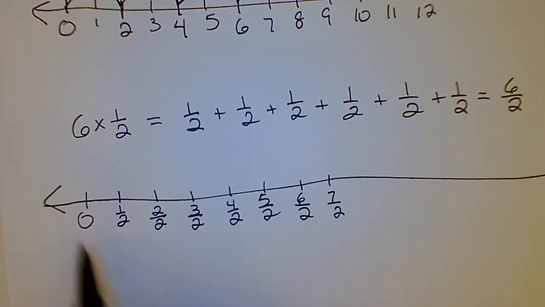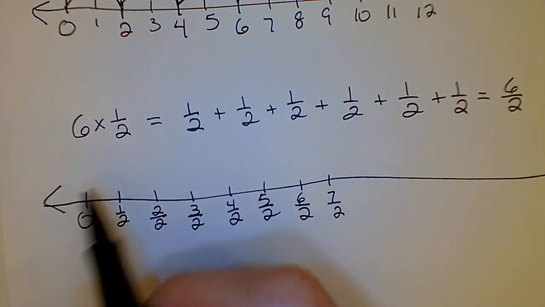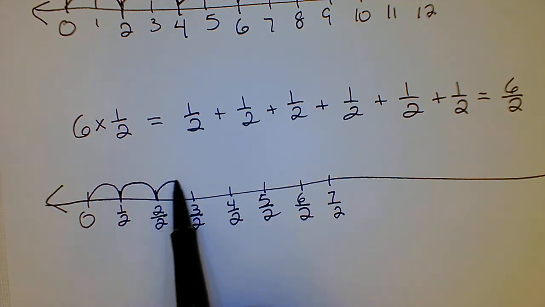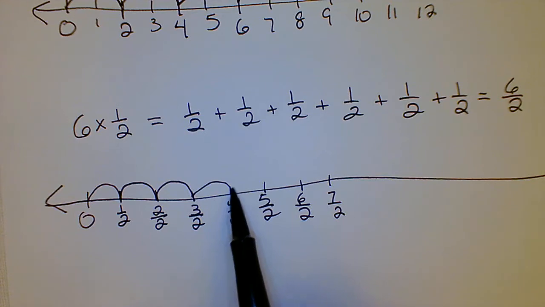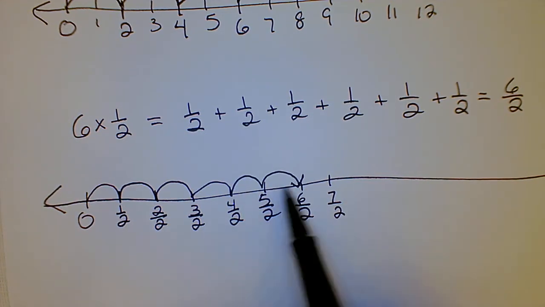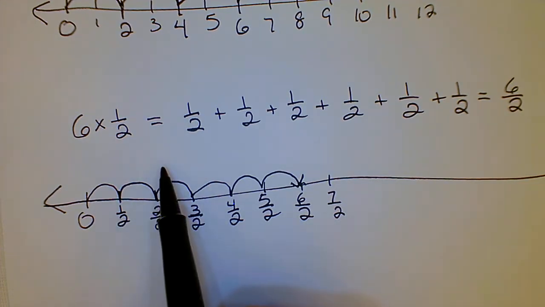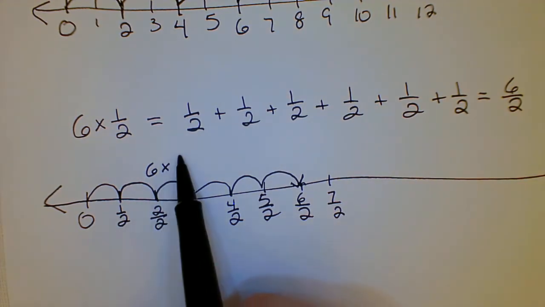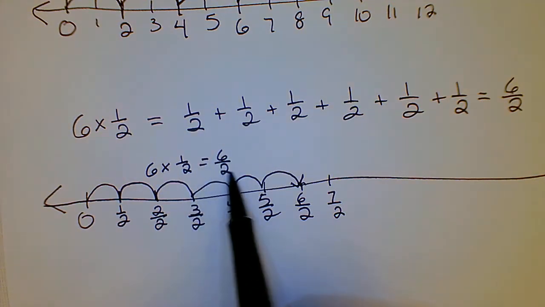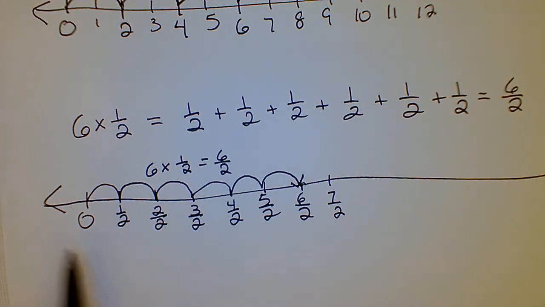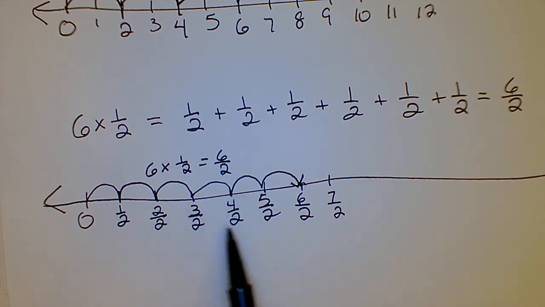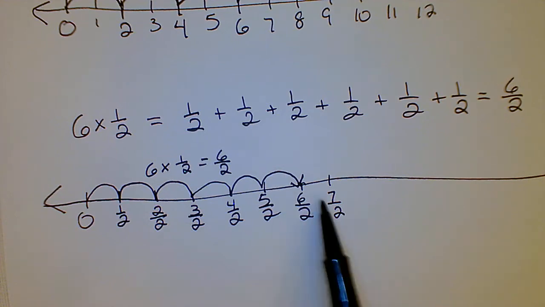So let's go ahead and model all these halves. So we have 6 halves. So we go 1 half, 2 halves, 3 halves, 4 halves, 5 halves, 6 halves. And this is where I'm going to end right here. And the way to write that is 6 times 1 half is equal to 6 halves. But what is that really equal to in wholes? Well, that's really equal to 1 whole here, another whole here, and another whole here.